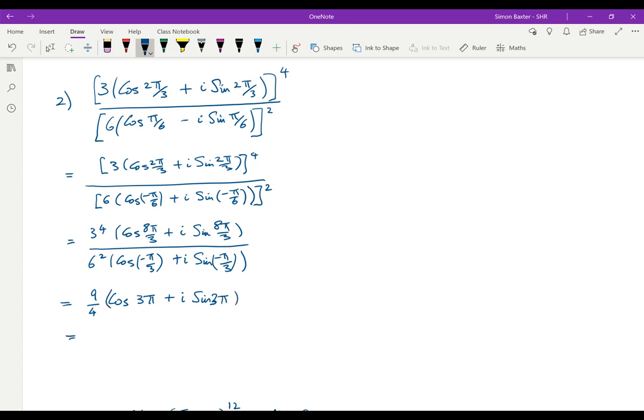Cos 3 pi, you shouldn't take too long to work it out, and I hope you don't press the buttons, is minus 1. And sine 3 pi is 0. So there's the answer.